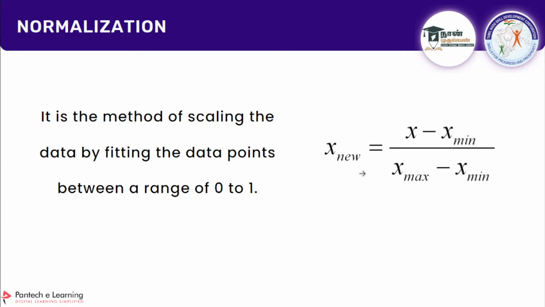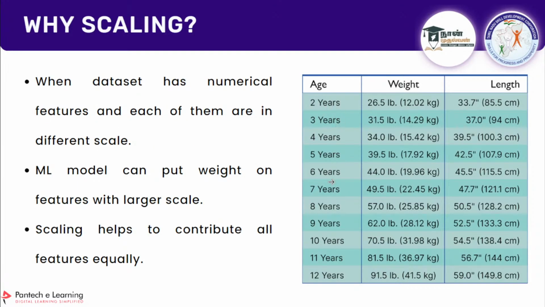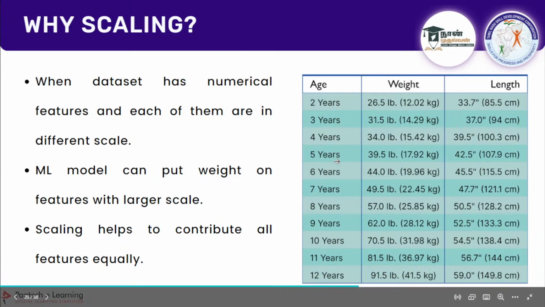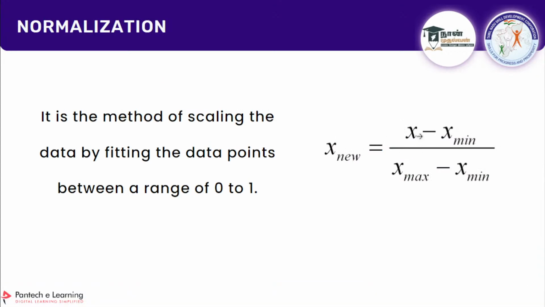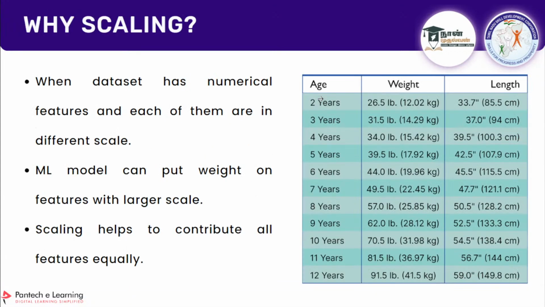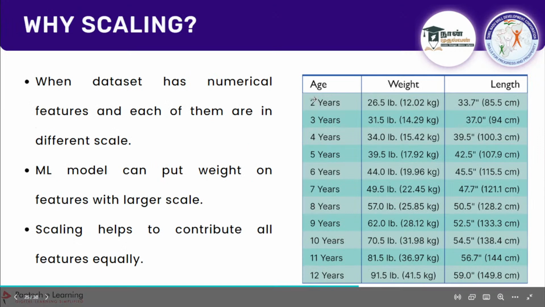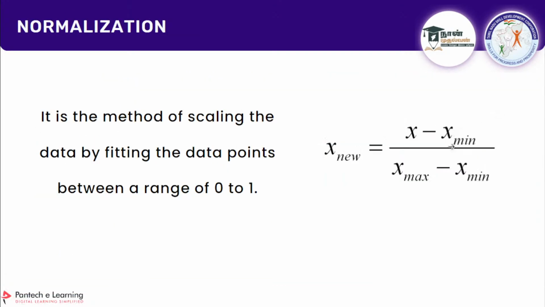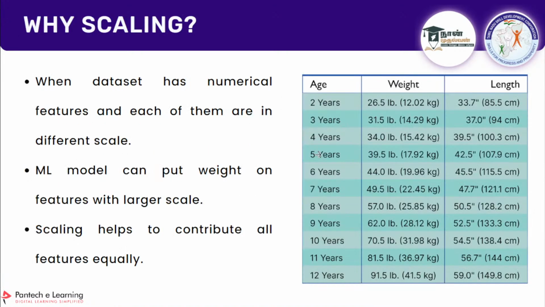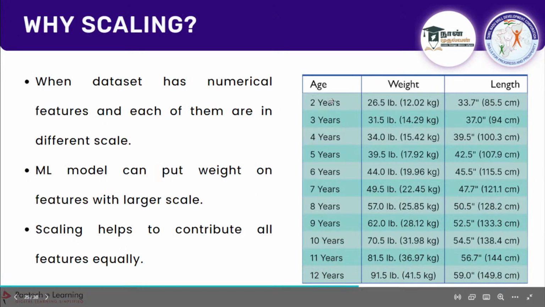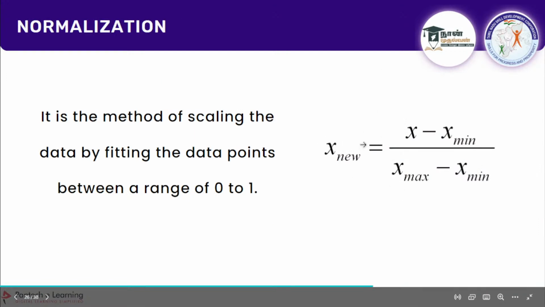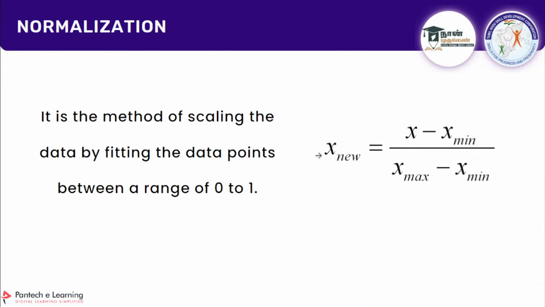The new value we get is, for example, see here, we are taking this column, and we have these 5 years, so I'll have the 5 here. Minus x minimum. In this column, what is the minimum value? 2. So we subtract 2 and divide by the maximum minus minimum value. In this column, what is the maximum value? 12. What is the minimum? 2. When you perform this, you get a new x value in the range of 0 to 1. It won't go beyond.